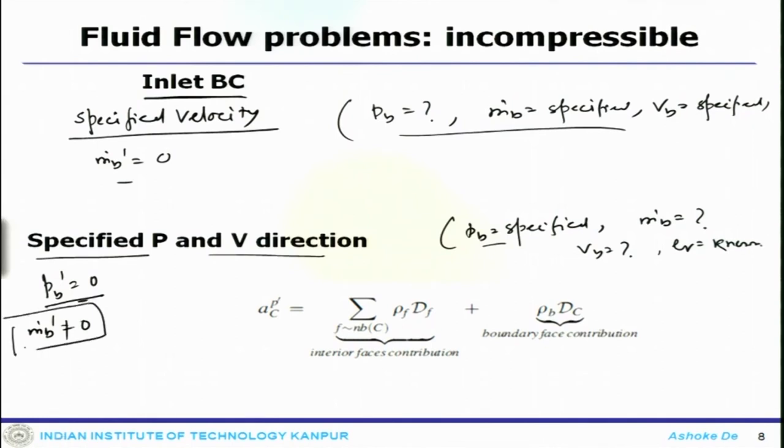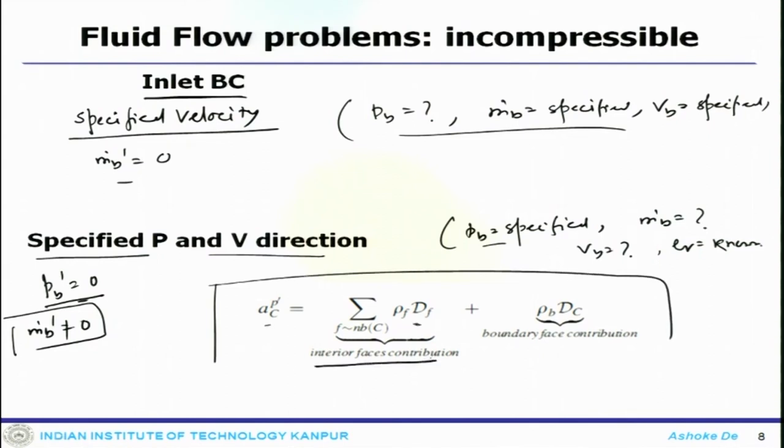So, then the inlet can be treated as a Dirichlet boundary condition for the pressure correction equation, and the p prime coefficient now would become like this: AC p prime is the sum of rho f df, this is the interior phase contribution, and then the boundary phase contribution. So, with this you can actually solve the specific boundary condition which provides the pressure condition.